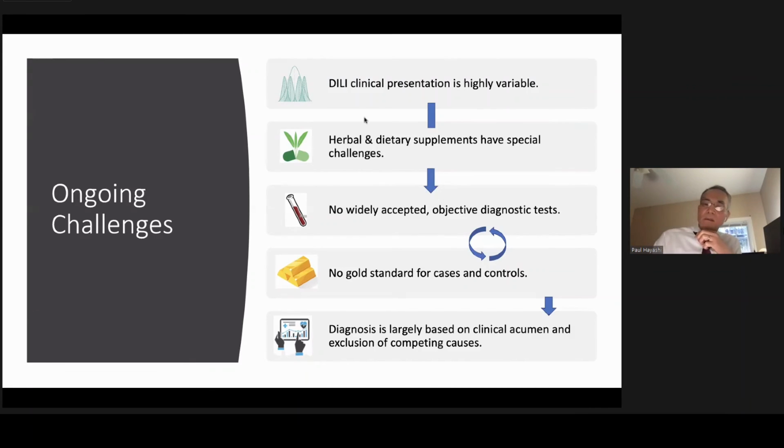But can we, and I think we are, bootstrapping our way into defining better cases and controls, so that we can help the clinician make these diagnoses with better tests. It'll always come down to clinical acumen and exclusion of competing causes, but I hope we can make it at least more clear-cut for them.